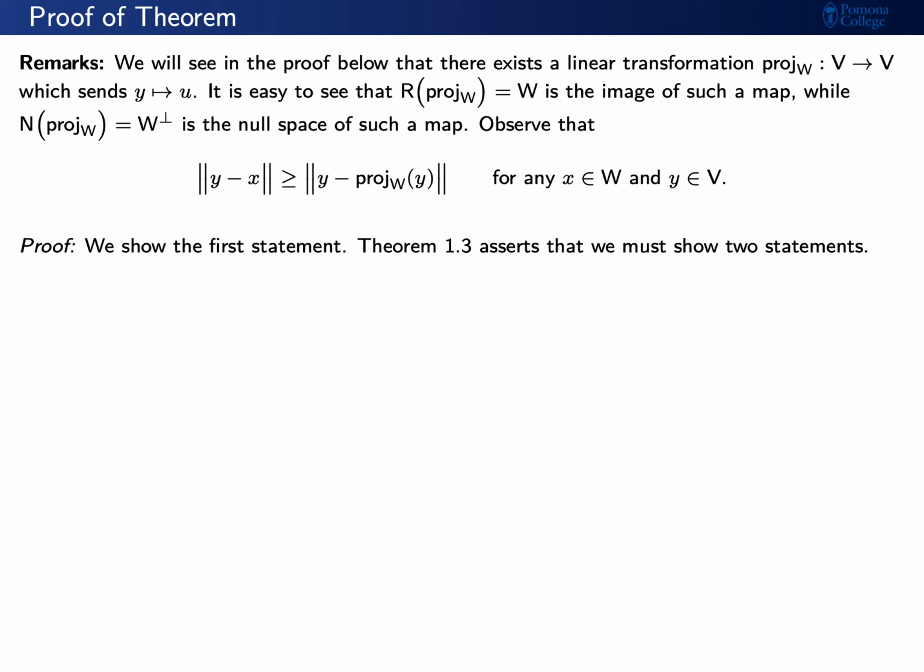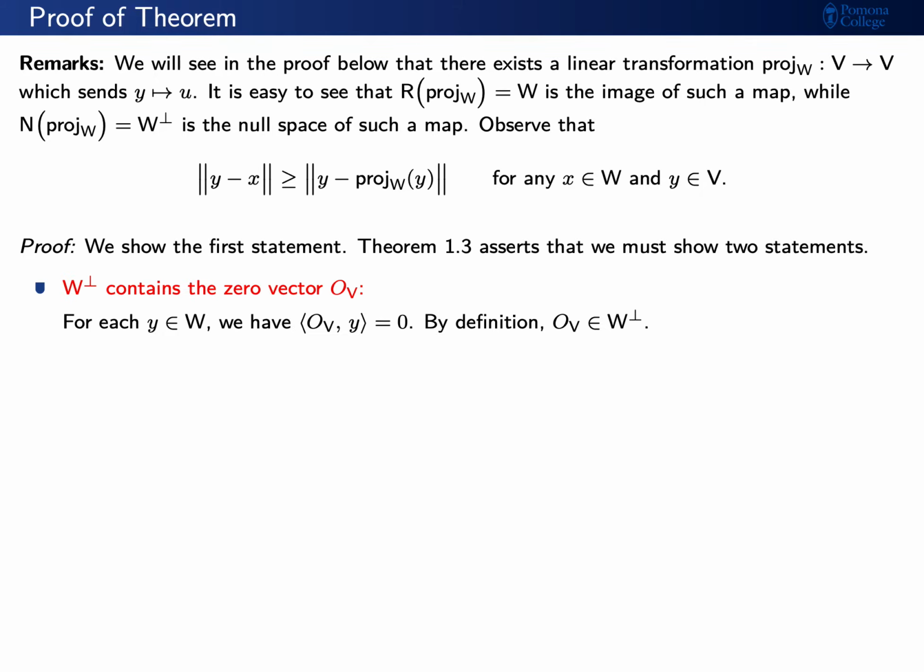Let's show the first of these four statements. Theorem 1.3 says, in order to show that W perp is a subspace, we actually have to show two statements. First, we have to show that W perp contains the zero vector. Well, the inner product of the zero vector with any vector y in W must be the zero scalar. So by the definition of W perp, the zero vector is an element of W perp.